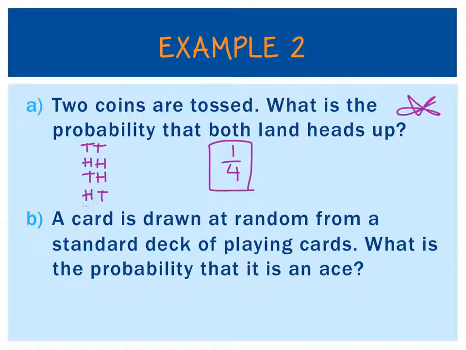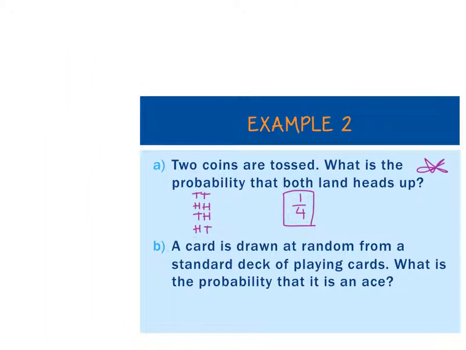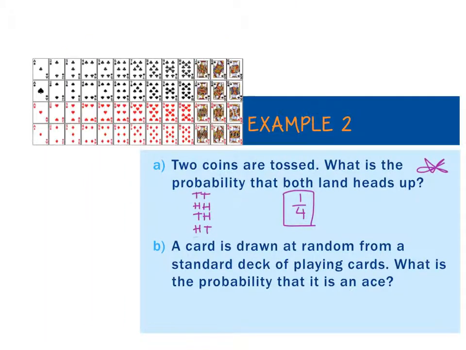All right, B says a card is drawn at random from a standard deck of playing cards, with the probability that it's an ace. So if you are not familiar with a deck of cards, you have to know the deck of cards. There are 52 cards in the deck of cards. There are 4 suits, 1 hearts, 1 diamonds, 1 spades, 1 clubs, okay, which means there are 13 cards in each suit. Half of the cards are red and half of them are black. So 26 are red, 26 are black.